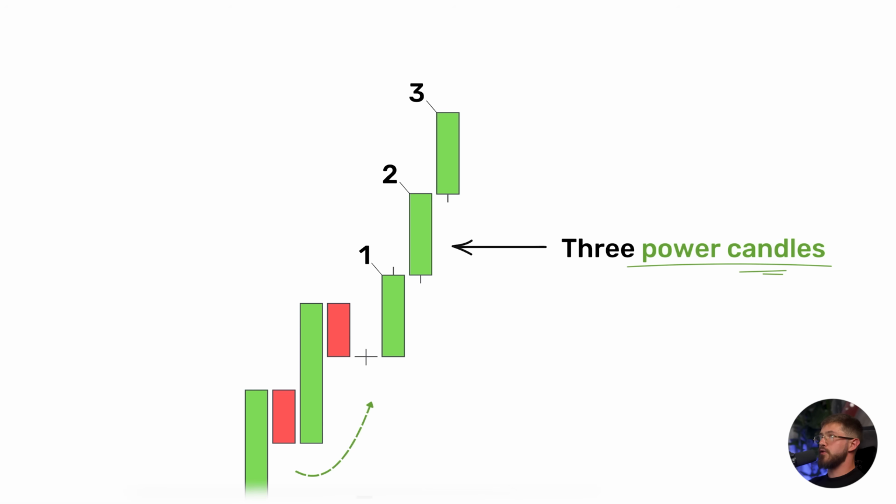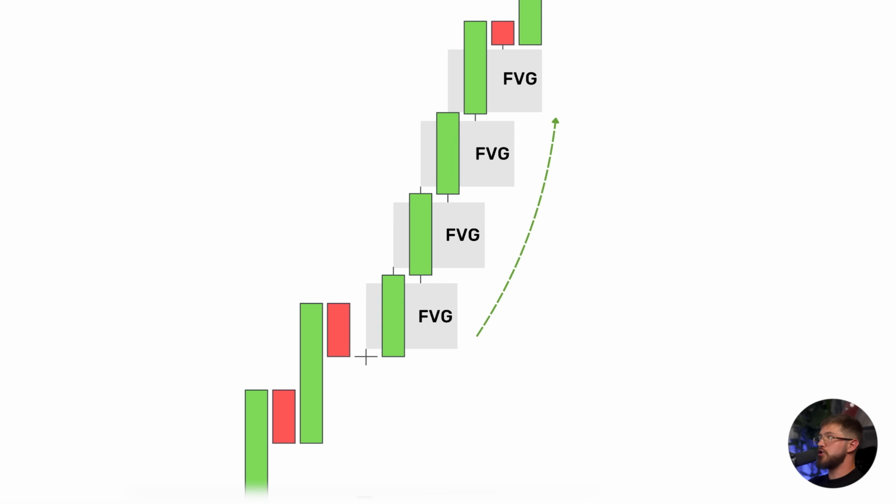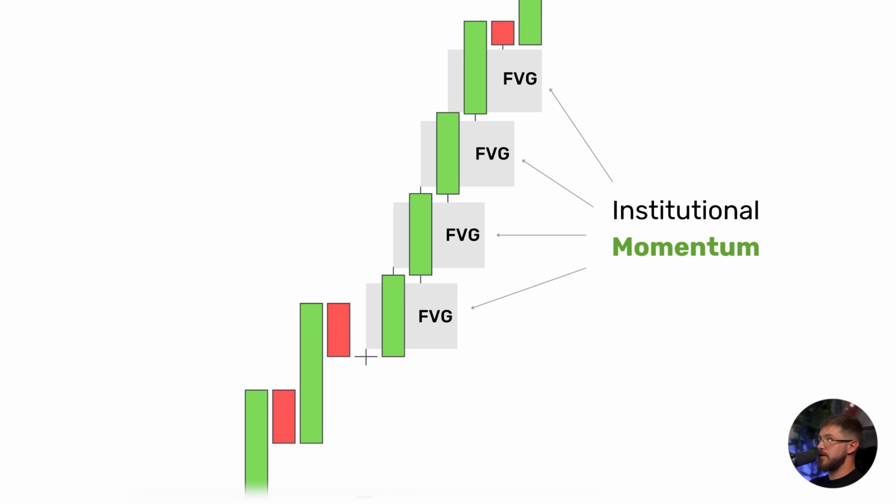Now I want you to picture 3 power candles forming in a sequence during an uptrend. That's already showing you strong continuation momentum. But if each of those power candles creates fair value gaps as it moves higher, now you're seeing something completely different. You're seeing institutional momentum. Big money is so eager to buy that they're creating gaps with each move higher. That's not just trend continuation, that is trend acceleration.